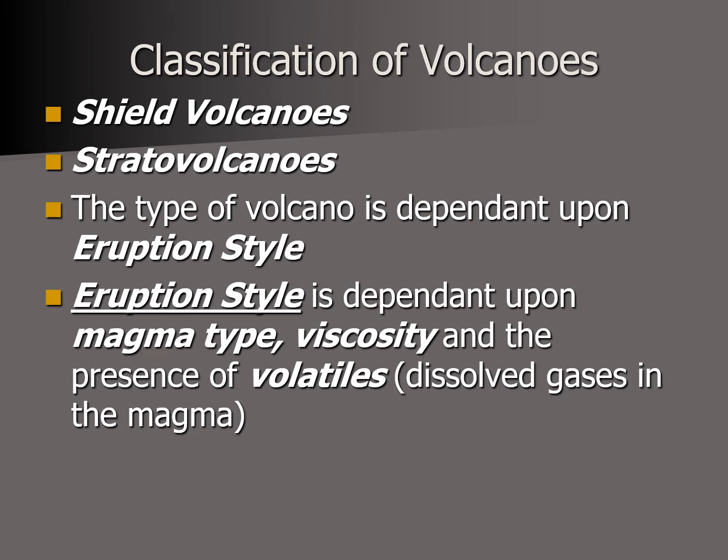All right, third bullet there. The type of volcano is dependent upon eruption style. We're going to see on an upcoming slide that we have pyroclastic eruptions and we have effusive eruptions. Now, what is eruption style dependent upon? This is a separate exam question here. Eruption style is dependent upon three things: magma type, viscosity, and volatiles. So magma type, what we mean here, is it felsic, is it mafic, is it intermediate?